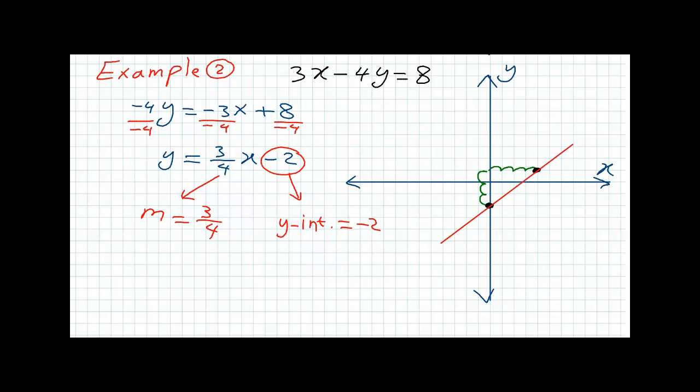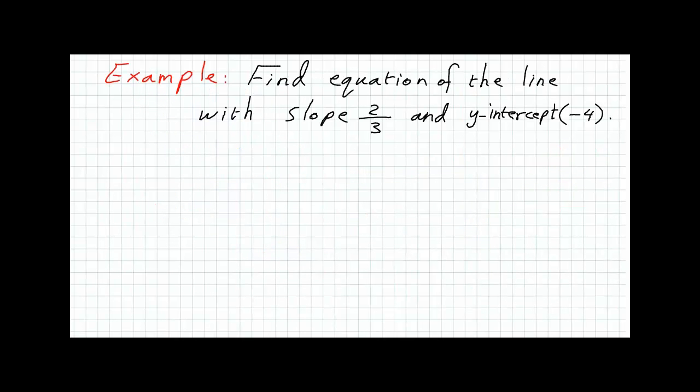Now, if we have the slope of the line and the y-intercept, it's easy for us to find the equation. An example for that: find the equation of the line with slope 2/3 and y-intercept -4. This is a very easy question. You just write the slope y-intercept form of an equation, y equals mx plus b, and then substitute in it the values given to you in the question.